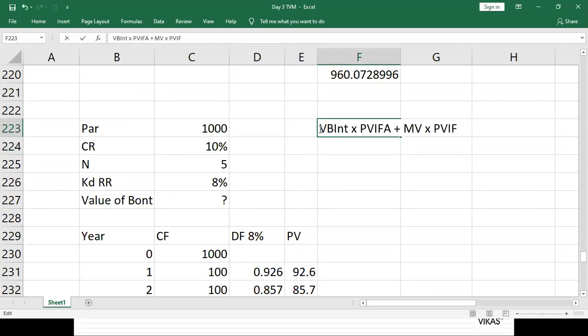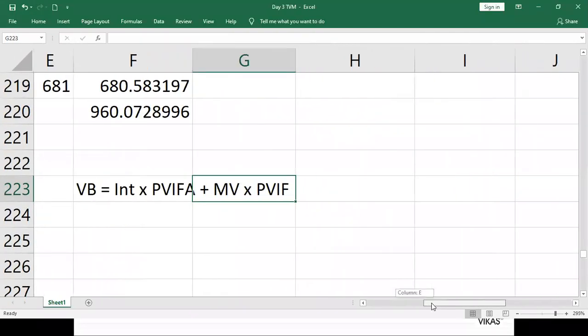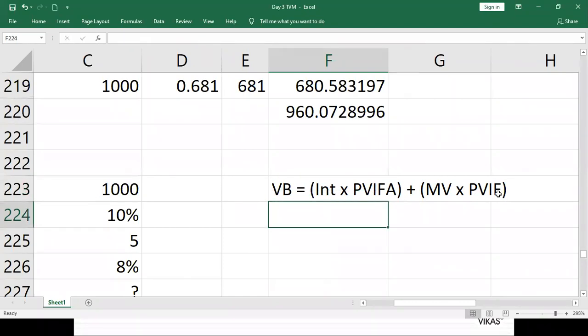Value of the bond equals interest into PVIFA plus maturity value into PVIF. PVIF means present value interest factor. The present value of the bond equals interest into present value interest factor annuity, plus maturity value into present value interest factor. This is the formula, right?